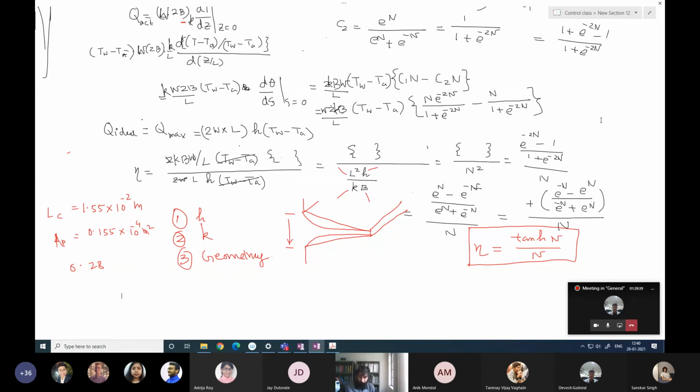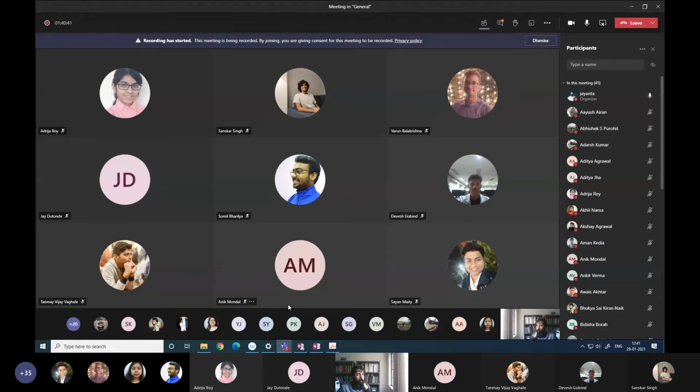What is the heat transfer rate? 18.6. Yeah. This will get something similar. 18, 19. Okay, everyone comfortable with this?